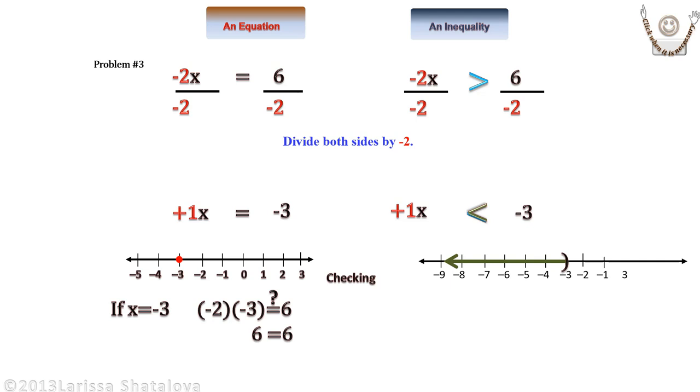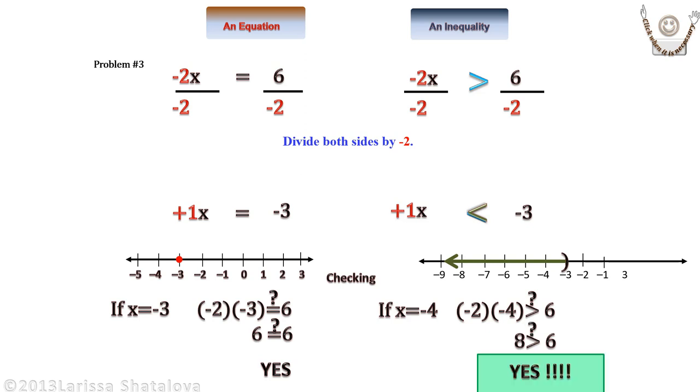So we can pick any number from negative infinity to negative 3. Only we are not supposed to use negative 3. I decided to use negative 4. So if x is negative 4 and I replace x by negative 4, the question is, is the left side greater than the right side or not? Let's check. Negative 2 times negative 4 would be positive 8, and positive 8 sure is greater than 6. Yes, so negative 4 is a solution.